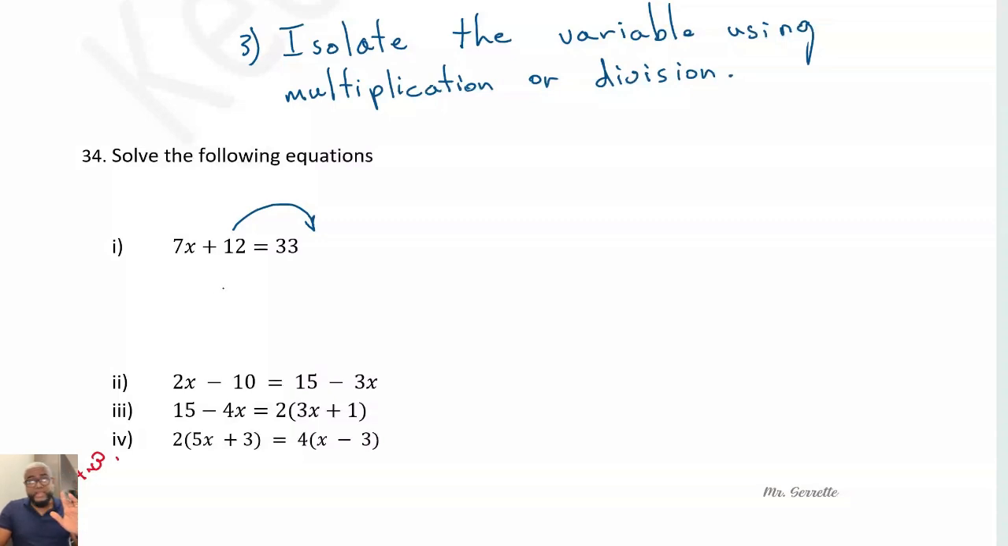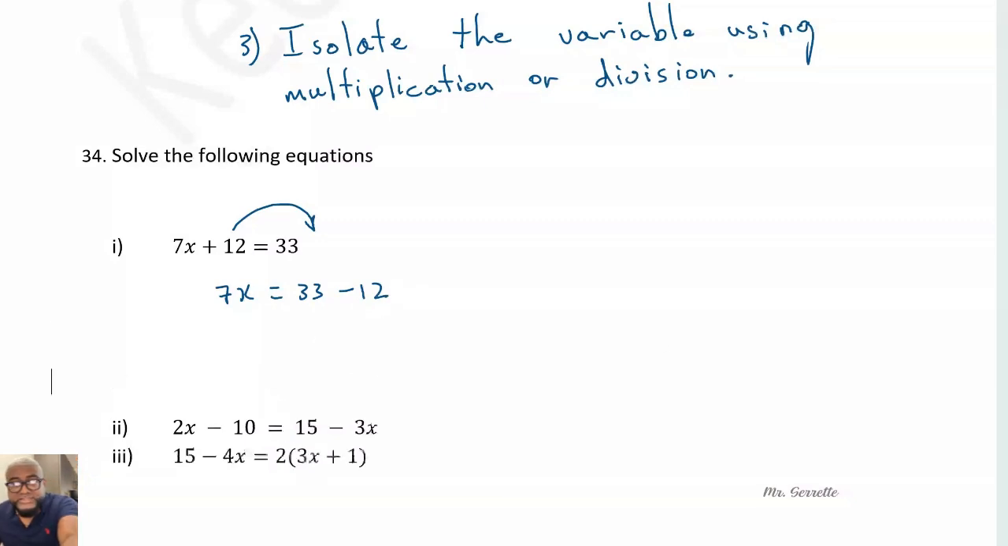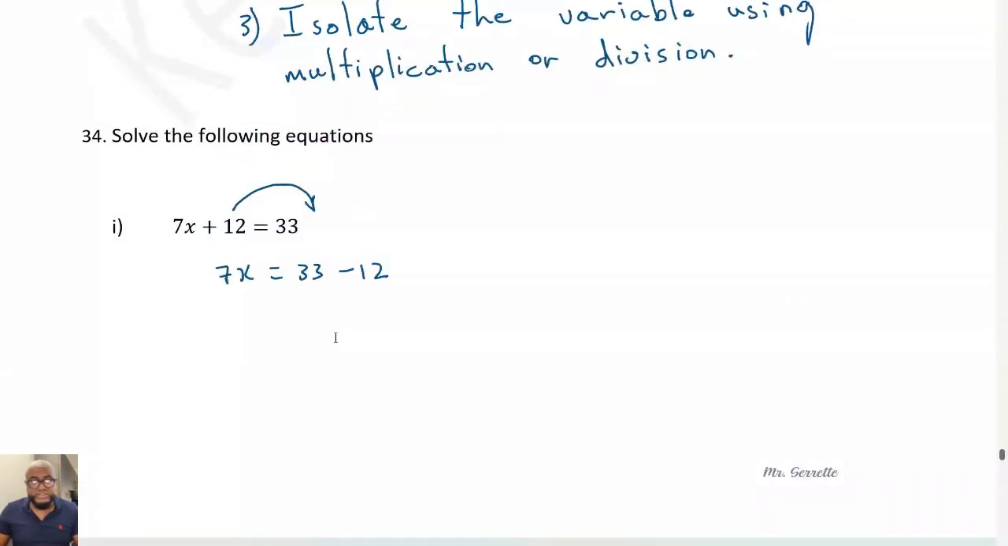So what's going on here? I'm putting back the 7x here because that didn't go anywhere. 33 was there, so I put back what was there first. 33 was on the right. Everybody agrees? Yeah. So I put back the 33 first. Then what came here? 12. Plus 12 became minus 12. Everybody good there? Yeah. So 7x is going to be 33 minus 12. What else? 21.